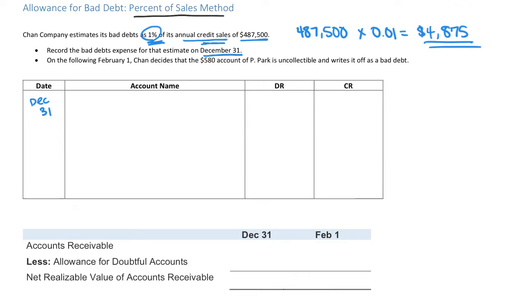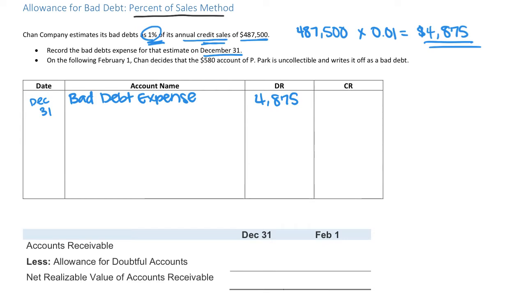All right, and this again is going to be the amount of our current annual sales that we will probably never see. We don't know who those customers are, but our goal is to plan ahead and set that money aside. So to do that, we record bad debt expense as a debit, and this will record expense to our income statement, so $4,875, and then we put that in a temporary holding account.